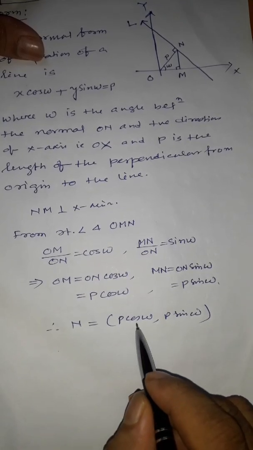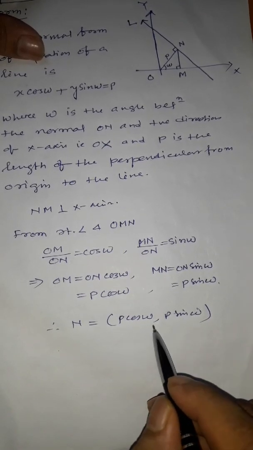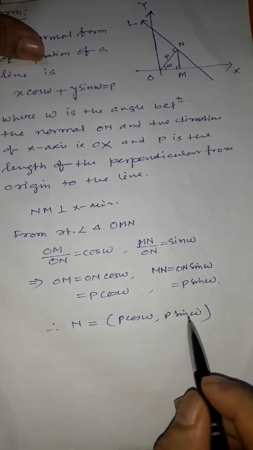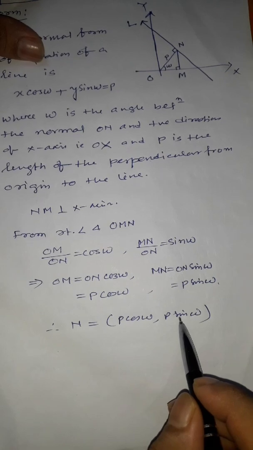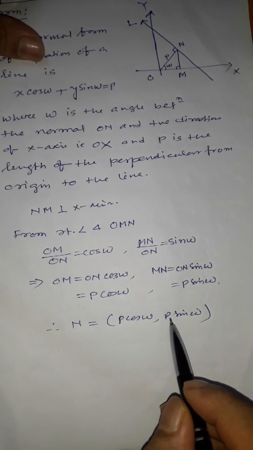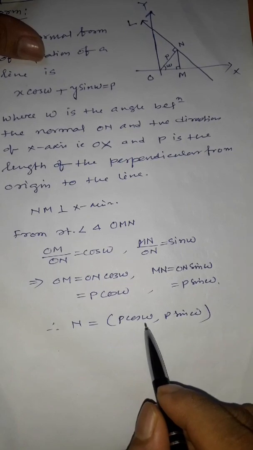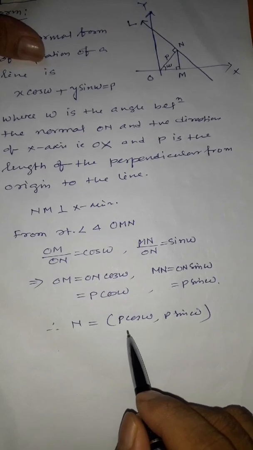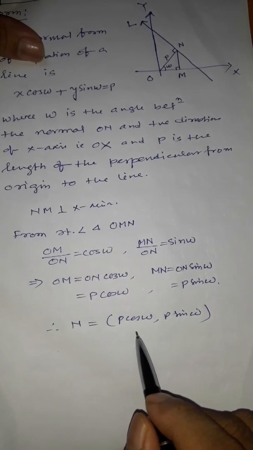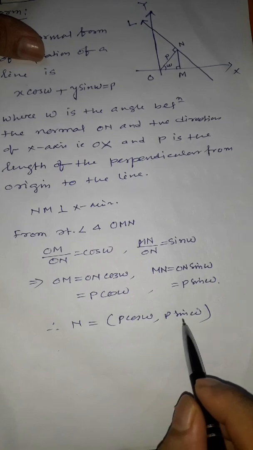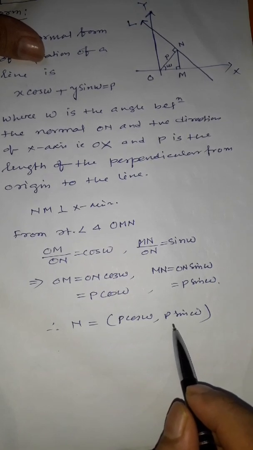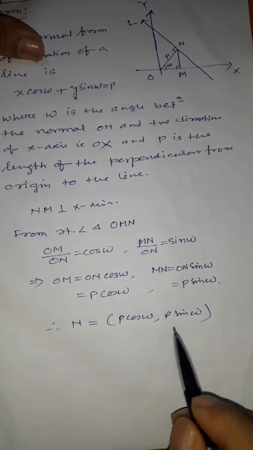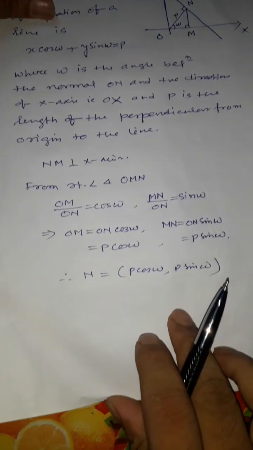Now if cos omega and sin omega are both positive, then N will lie in the first quadrant. If cos omega is negative and sin omega is positive, then N will lie in the second quadrant, that is omega will be in the second quadrant. If both are negative, then N will lie in the third quadrant, so omega will be in the third quadrant. And if cos omega is positive and sin omega is negative, then N will be in the fourth quadrant, that is omega will be in the fourth quadrant.